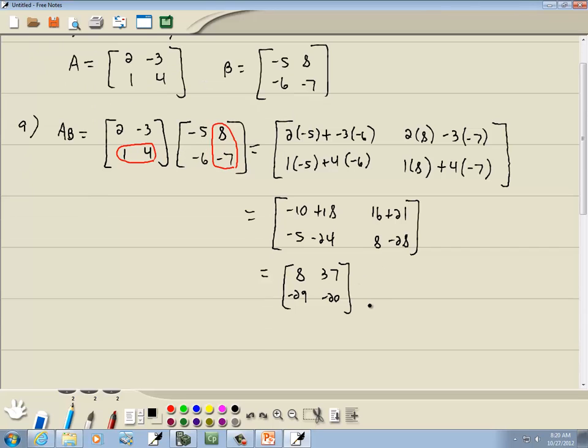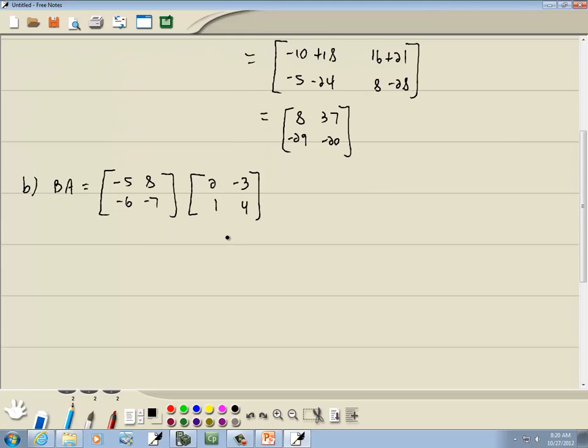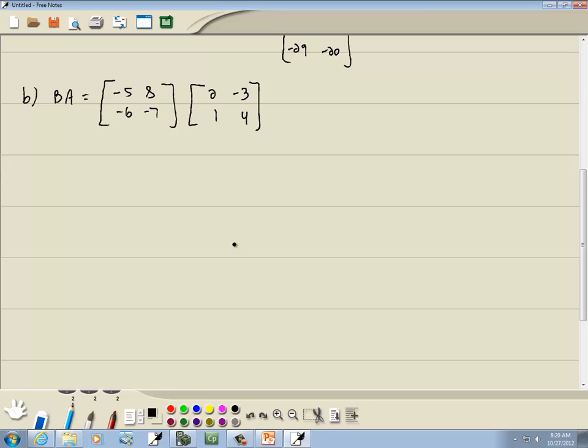Well, let's multiply B times A. So I'm going to take B, which is -5, 8, -6, -7, times A, which is 2, -3, 1, and 4. Now, multiplication is not commutative when we're talking about matrices, which is what they're trying to demonstrate here. On rare occasions, you do come up with the same answer, but not always.